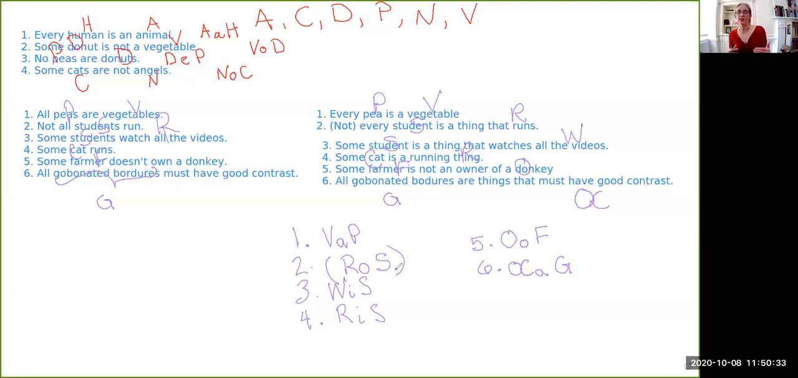Meaning doesn't come inherently to the structures of the sentences. Our term language just tells us what are the words we have to work with, how can we combine them into propositions and arguments. Meaning is the next step of the game. How are we able to say that not every student is a thing that runs means the same thing as some student is not a thing that runs?